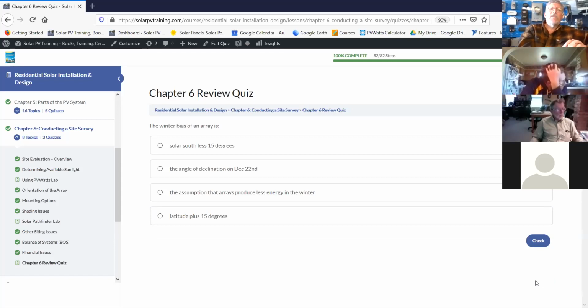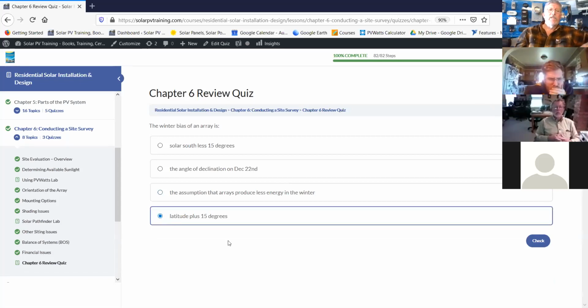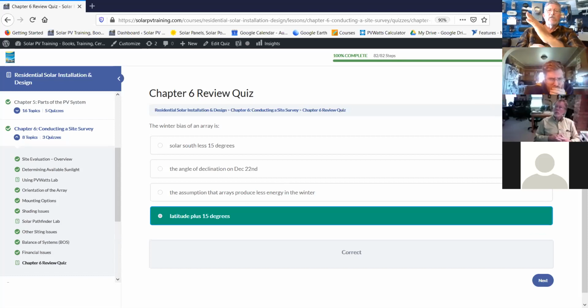The winter bias of an array is? Latitude plus 15. Yeah, latitude plus 15 degrees. So what we're saying there is, if you can see my hand here, let's say that that is 40 degrees here. Well, a winter bias would be 40 degrees plus 15, so it'd be more vertical. A summer bias would be latitude minus 15 degrees, so it'd be more horizontal. So it would capture more of the sunlight in the summer where the sun is higher off the horizon. In the winter, it would capture more when it's lower in the horizon.